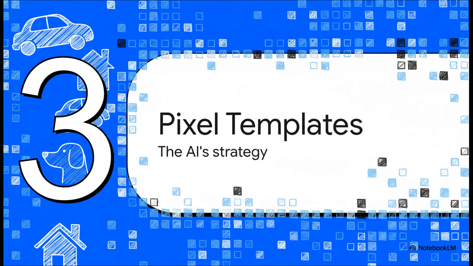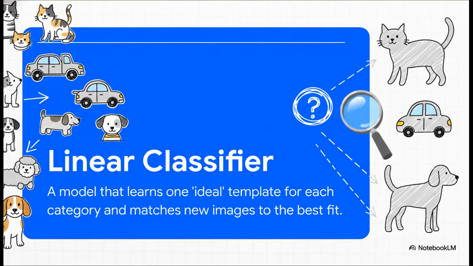So what's the AI actually doing as it looks at all 50,000 of these images? Well, its first, simplest strategy is to try and create what we can call a pixel template for each category. We're going to start with a really basic AI model called a linear classifier. Here's the idea. After looking at, say, 5,000 pictures of cars, it tries to create a single average car by essentially mushing all those images together. It creates one ideal template for a car, one for a dog, one for a ship, and so on.